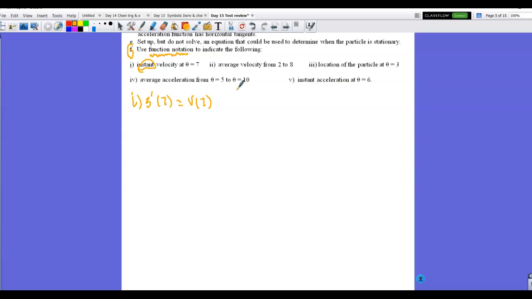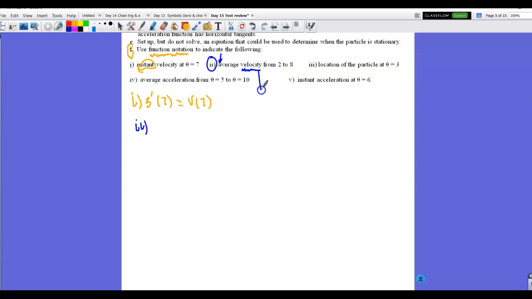Both of those representations represent instant velocity at 7. The second one is average velocity. And we talked about this in class. This is one that's easy to get mixed up. So let's think about average acceleration.